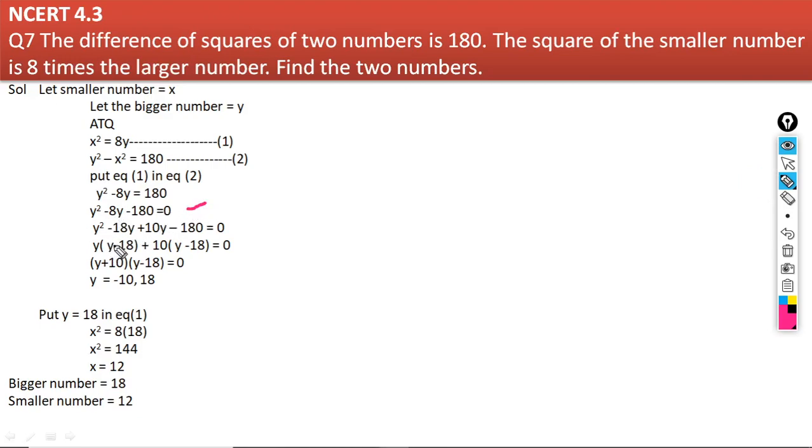Here, doing the middle term splitting, we get y square minus 18y plus 10y minus 180 is 0. Taking y common, we get y minus 18 and y plus 10, equal to 0. The two values we get are minus 10 and 18. So we substitute the positive value of y as 18. Substituting y as 18 in equation number 1, we get 144, and the value of x is 12. So if x is 12 and y is 18, we can find the bigger and smaller numbers accordingly.